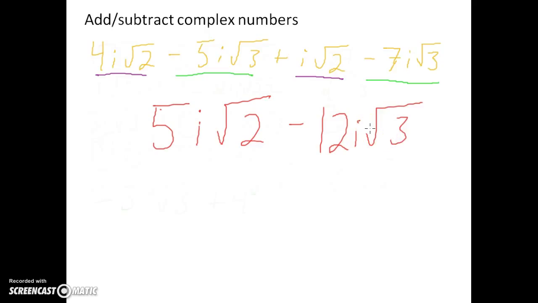Essentially, adding, subtracting complex numbers is just combining like terms. So figure out what has the same i, same radical, combine them.